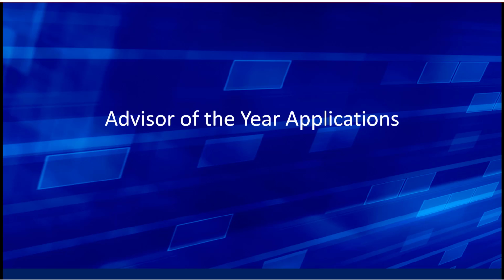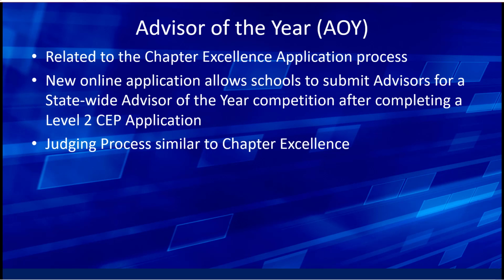We're going to walk through the Advisor of the Year application process and how advisors can begin completing an Advisor of the Year application. The Advisor of the Year process is related closely to the Chapter Excellence application process, where schools will create a Chapter of Excellence program application and submit it to Level 1 and then submit it to Level 2. And then at that point they can create an Advisor of the Year application.